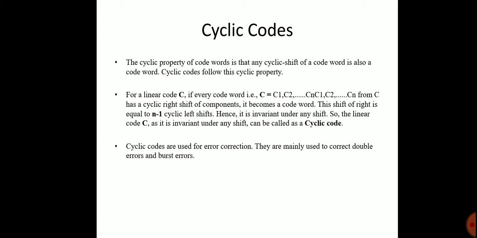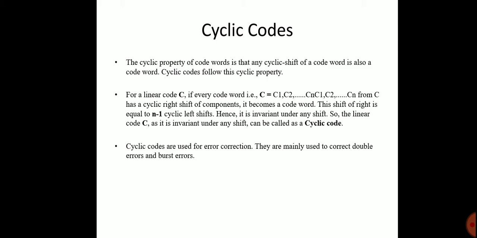Now, the cyclic property of a code word is that a cyclic shift of a code word is also a code word. Consider this cyclic property for a linear code C, where every code word is C equal to C1, C2, up to Cn. A cyclic right shift of the components of a code word from C becomes a code word. The shift of right is equal to n minus 1 cyclic left shifts. Hence, it is invariant under any shift. So, if the linear code C is invariant under any shift, it is called a cyclic code.